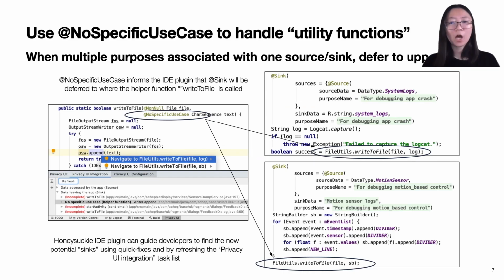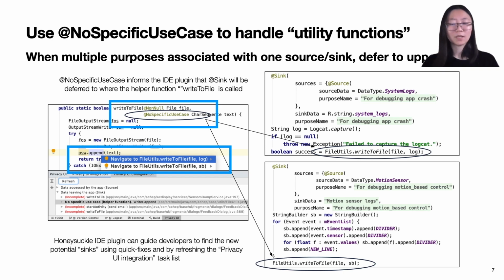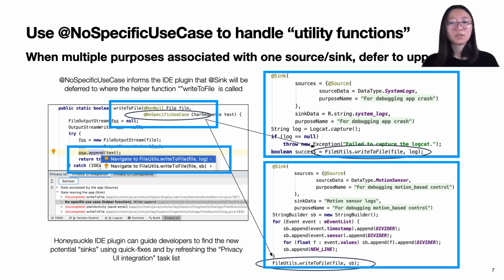We want to highlight how we handle a common scenario when developers create utility functions that may be called in different contexts with different purposes. In this example, Honeysuckle detects this system API call, which is used in an app-level utility function named write-to-file. The developer should first use the no-specific-use-case annotation to let the IDE know that the data written here may serve multiple purposes, and then she can add different sink annotations to differentiate the two contexts of calling write-to-file.